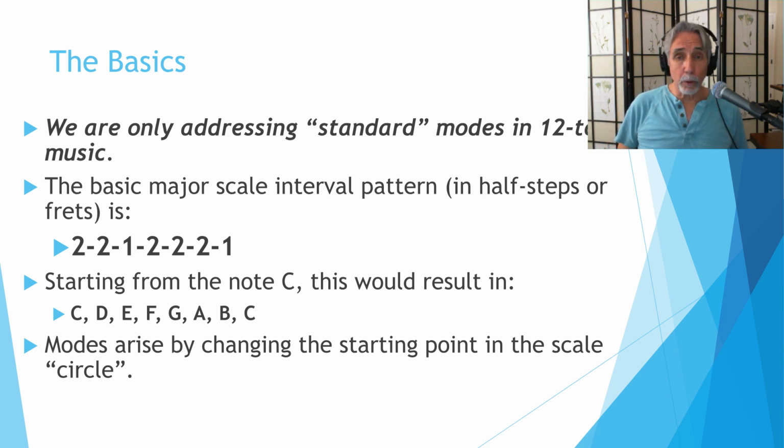Out of those 12 tones, 7 are chosen as the diatonic or major scale. The gaps between them are measured in what are called half steps. A half step is the smallest interval in our style of music, and there are exactly 12 in every octave. So the pattern for the major scale is 2, 2, 1, 2, 2, 2, 1. Call them half steps, call them frets, doesn't matter, same thing. If we start from C, we would get the notes C, D, E, F, G, A, B, C. Very simple. The modes arise by changing the starting point of this pattern, and we'll see how that works.